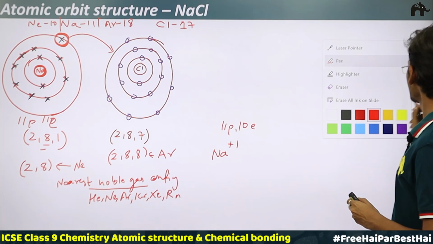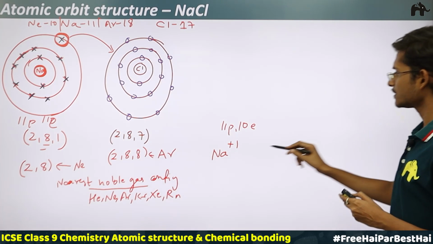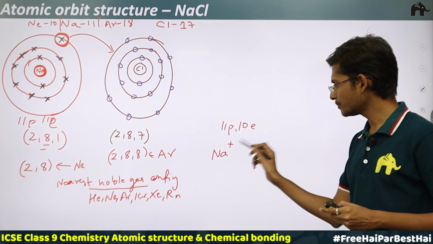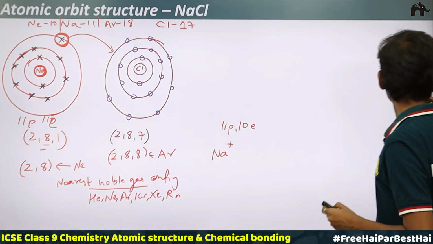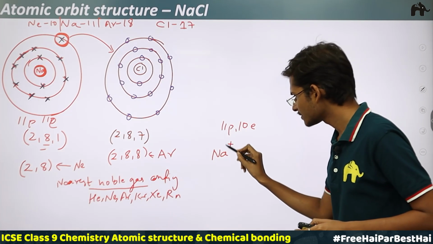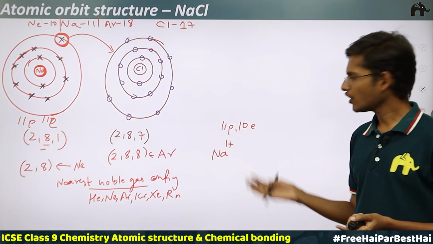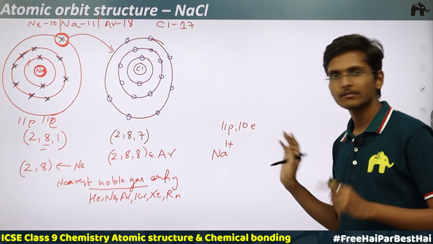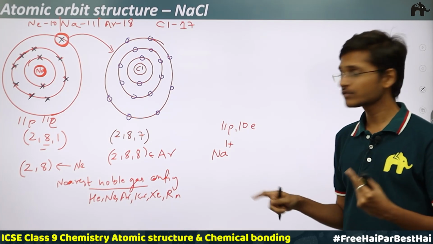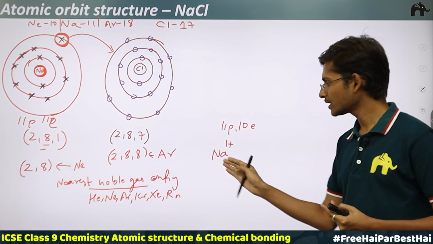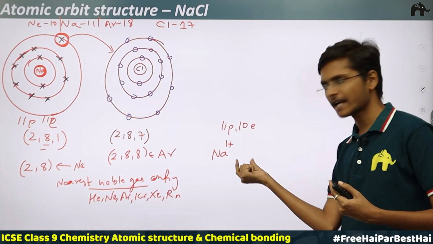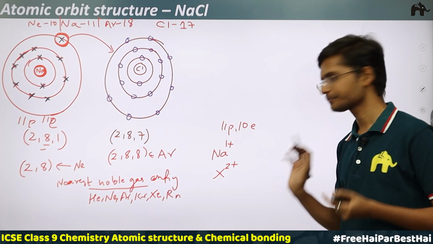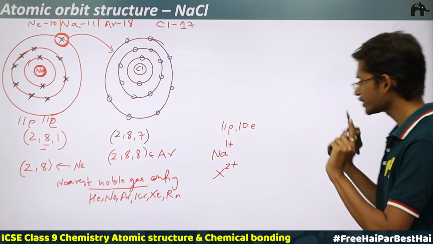So what I will do is, I will just erase this 1 and write 1 plus, like this. Na 1 plus, or simply Na plus. If I'm writing Na plus, that also means that I'm showing 1 positive charge. But for 2 positive charges, you need to write 2 plus. For example, if some atom X is having 2 positive charge, then X 2 plus. In this way you need to denote it. Clear how to denote the ion?